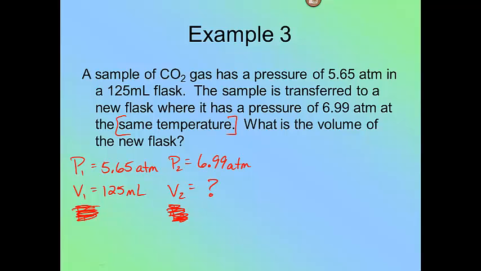So again, I'm going to go back to the combined gas law and plug in what I know. My P1 is 5.65. My V1 is 125 milliliters. My T1 is constant, so I leave it out. Equals 6.99 times V2. My T2 is constant, so I leave it out, and I solve. So now this is just algebra. I multiply what's on the left, I divide by what's on the right.